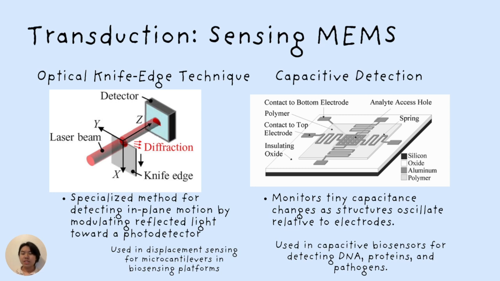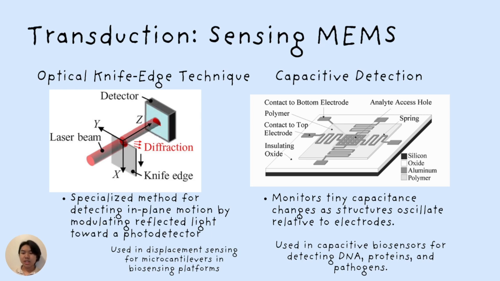Next is the optical knife edge technique. This specialized method detects mechanical motion occurring in the plane of the device, which is difficult for standard interferometry. The device acts as a knife edge, modulating the reflected optical signal toward a photodetector. It's applied in displacement sensing for microcantilevers in biosensing platforms.